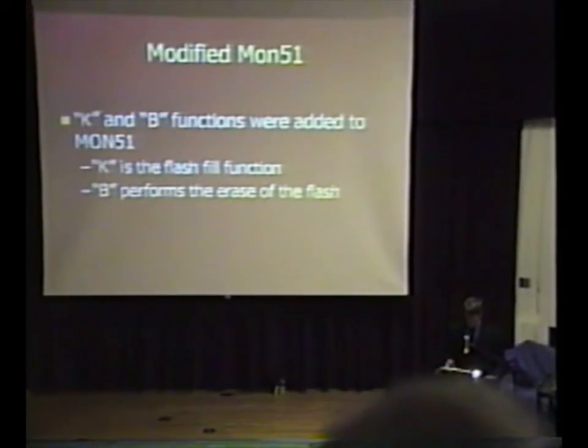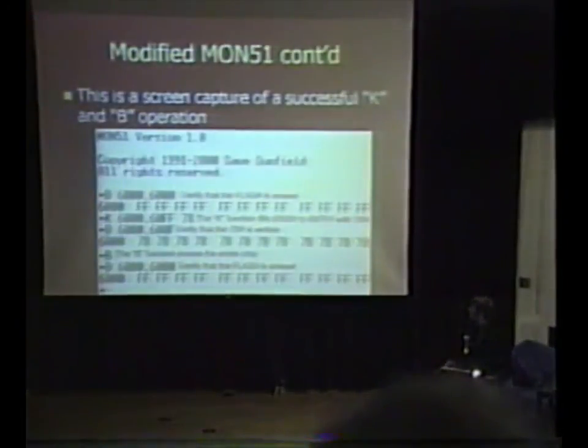To erase the flash, I added a B command. This required no input from the user. You hit B and it would erase the chip. This is a demonstration of the K and B functions being used. The D function that's already provided in Monitor just does a dump of certain addresses, and it would work with the flash because there was no requirement with specifications.